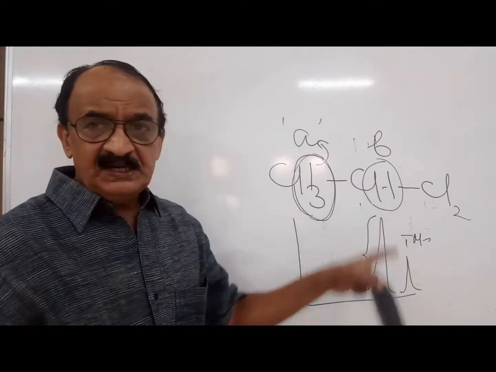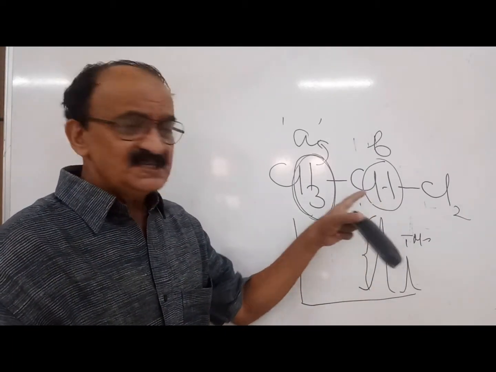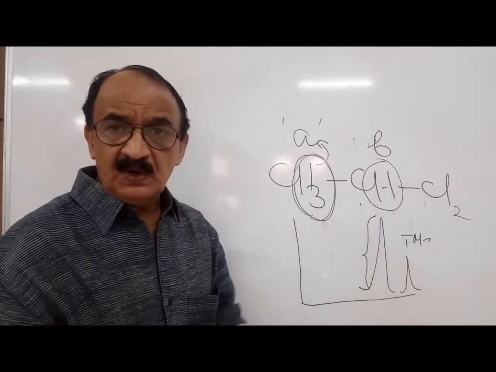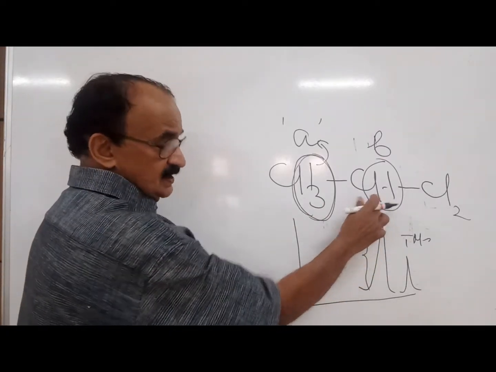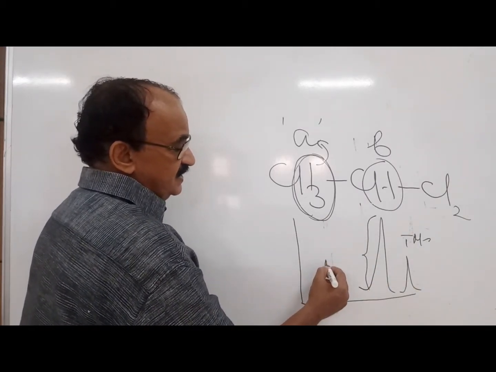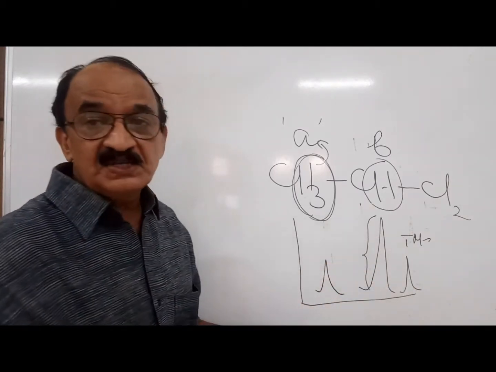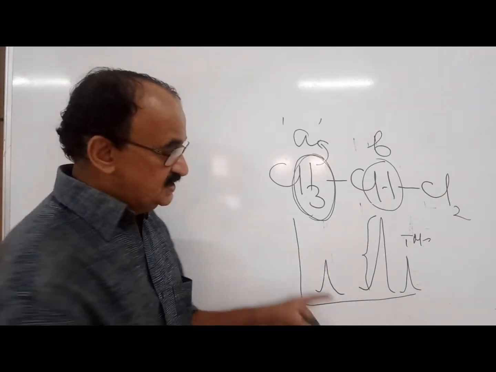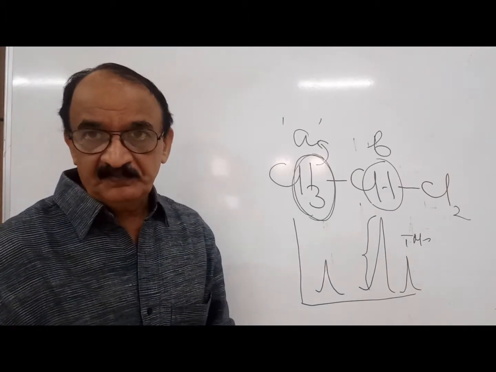This B set contains only one proton, and that proton is less shielded because of the presence of chlorine. So the signal due to B will be seen away from TMS. See, what is the intensity? Intensity will be smaller. Why is it smaller? Because the contribution is only from one proton. So this is known as the low resolution spectrum.